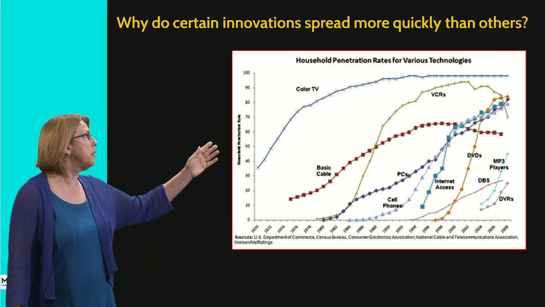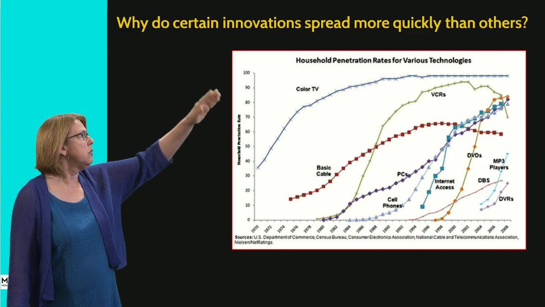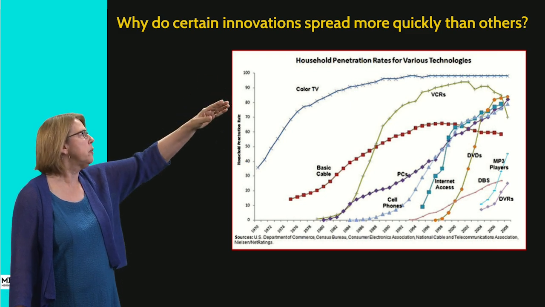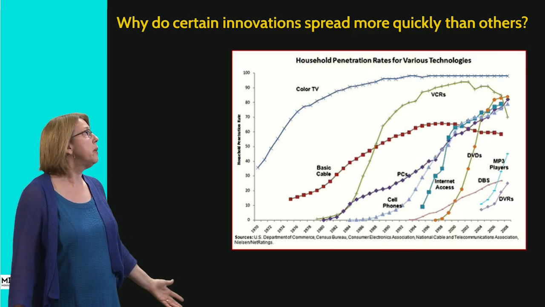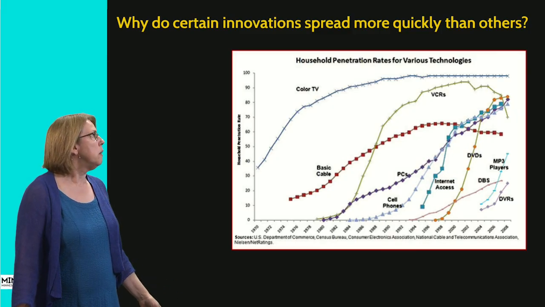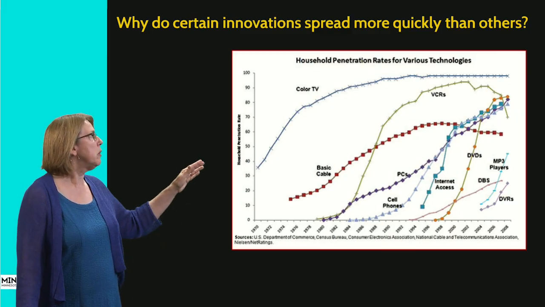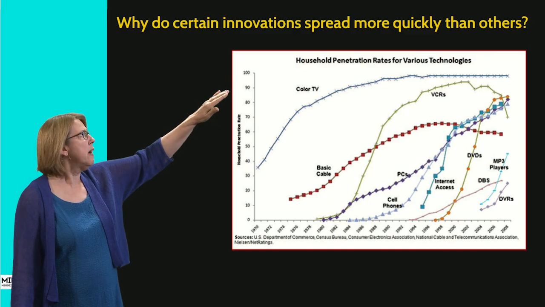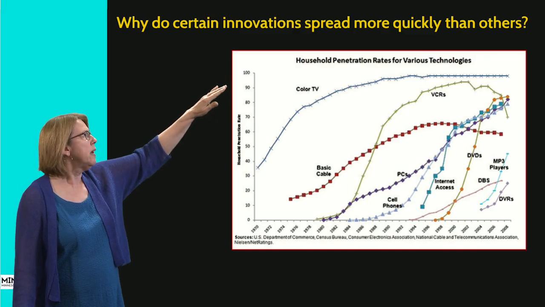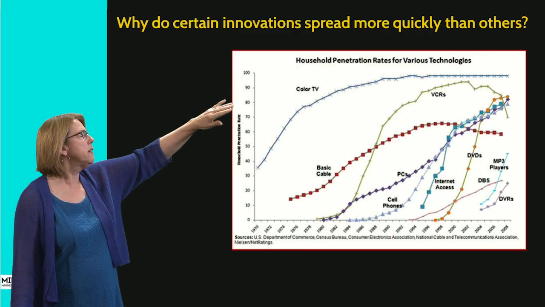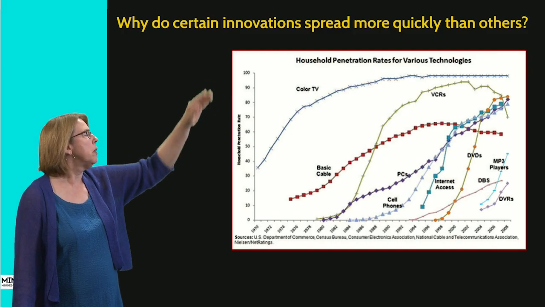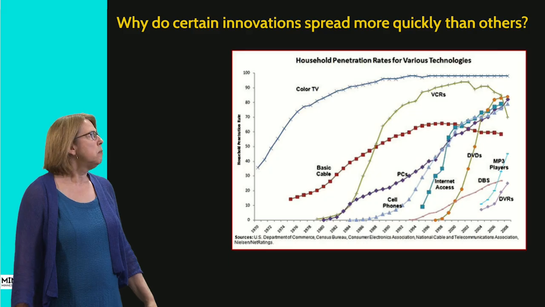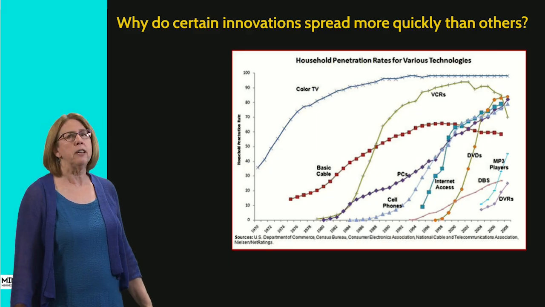Color TV, as you can see, from 1970 to the late 2000s, got adopted pretty quickly and is now pretty universal. You also see how basic cable grew, but then it kind of leveled out, and now it's on the decline a little bit. Personal computers shot up over that period of time, but take a look at VCRs.